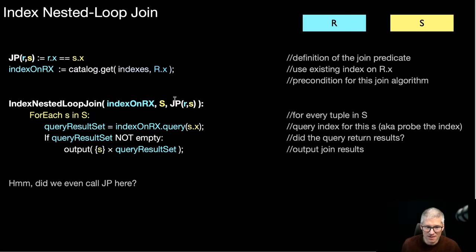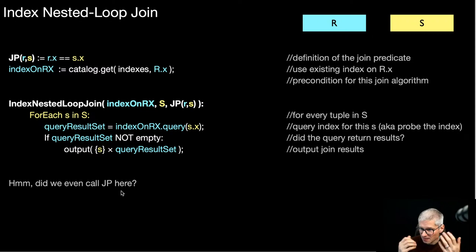So this means this algorithm only makes sense if it's a white box predicate. I can inspect the code, I understand what's going on, and then I can reason about whether I can translate that to an appropriate index lookup. That's a huge difference here. And that's the reason why this is not always possible. Now, for certain predicates, it is possible. For others, it is not.